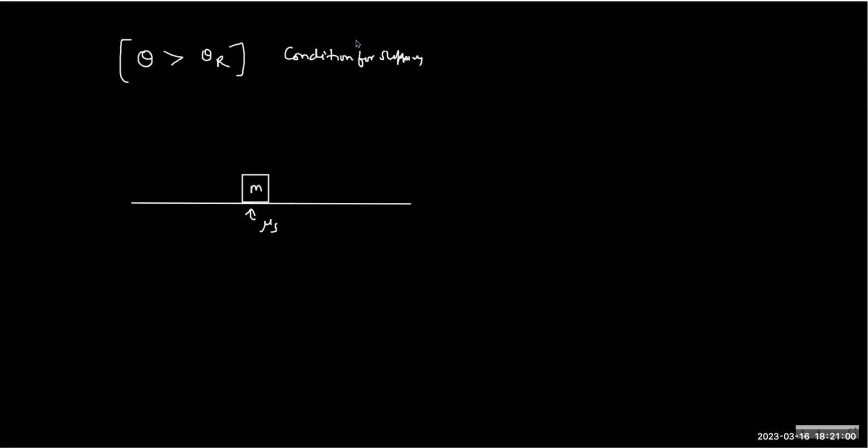And then balancing the forces, F cos theta should be greater than or equal to the friction force. So what will that be here? It should be mu s N. Correct. And the N is here and mg, right, like this. So what is N here? It would be mg minus F sin theta. Very good.